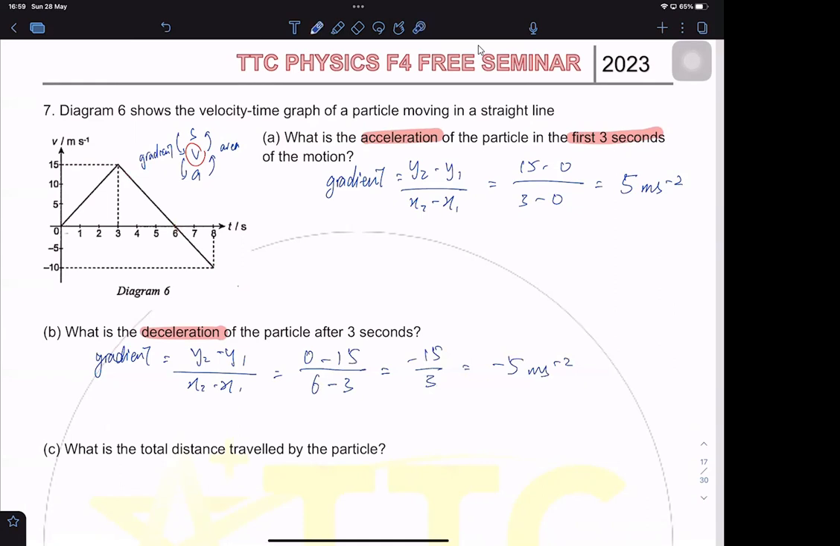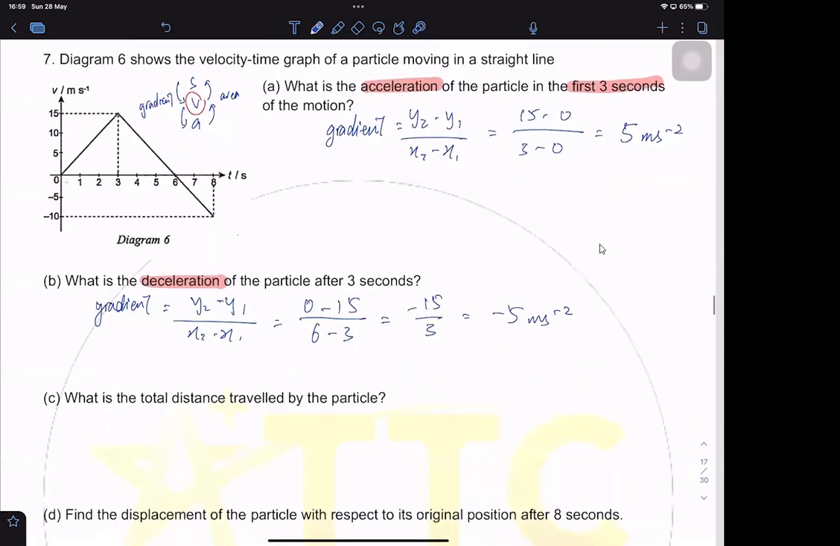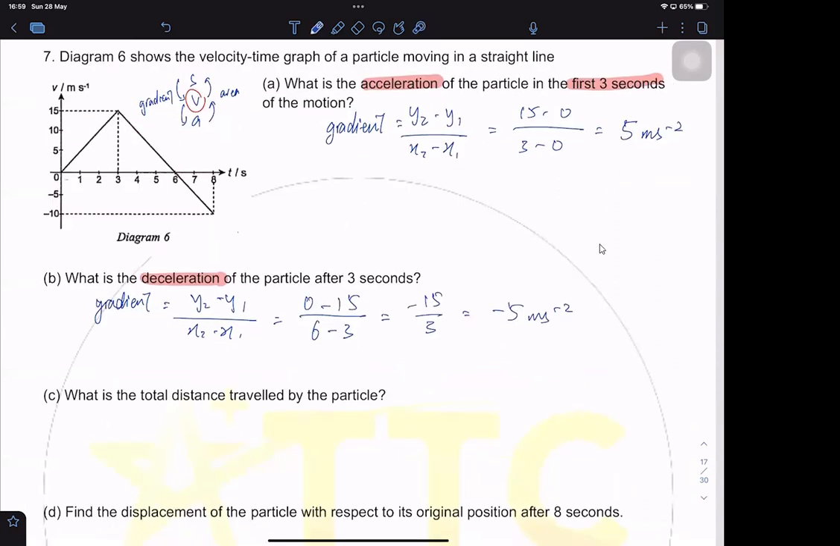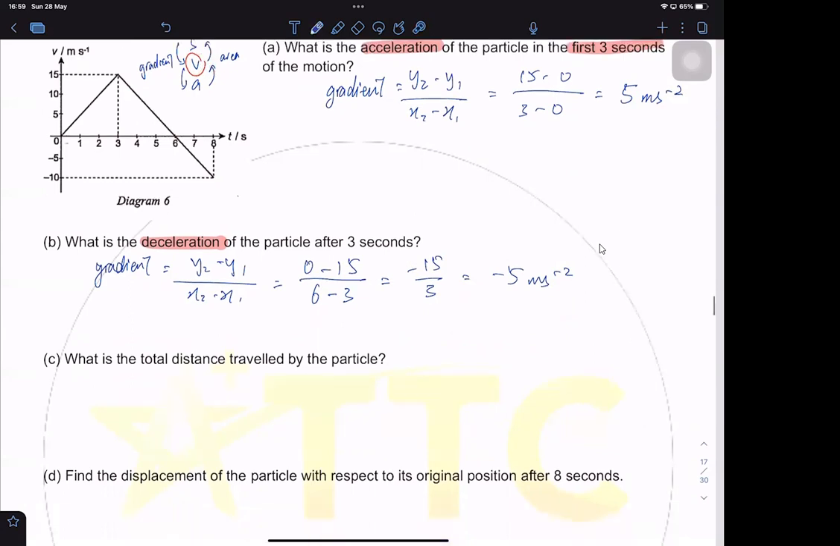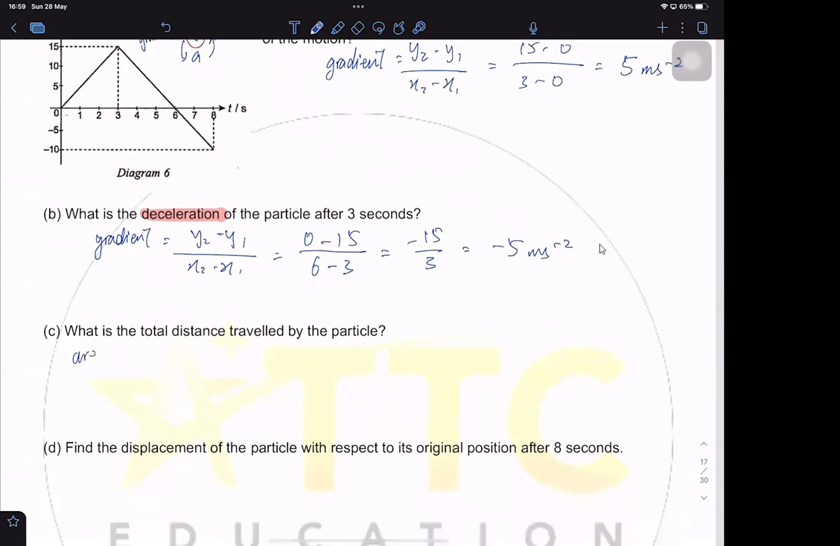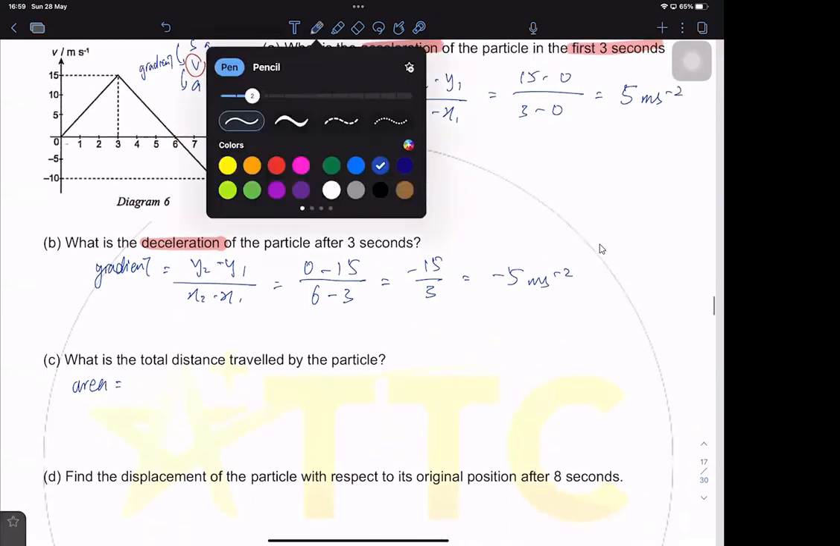Okay, so now what is the total distance traveled by the particle? Where are they asking you to go? They're asking you to go up. Find distance, ma. Distance is up here, ma. Right? So you have to go up. So go up means you need to give them the area. Okay, distance is basically the area. Area of what? Area of the graph.